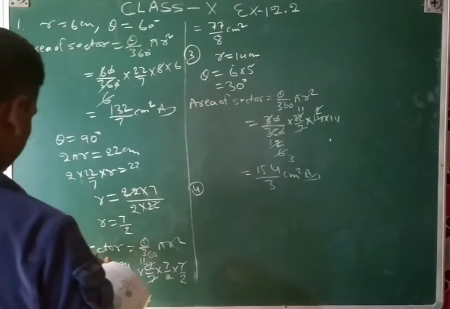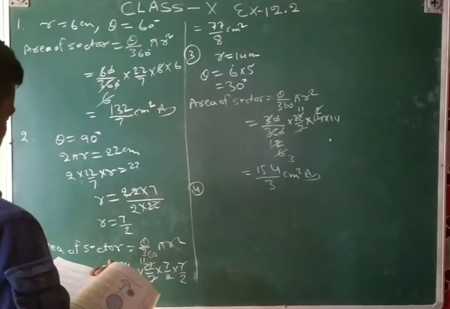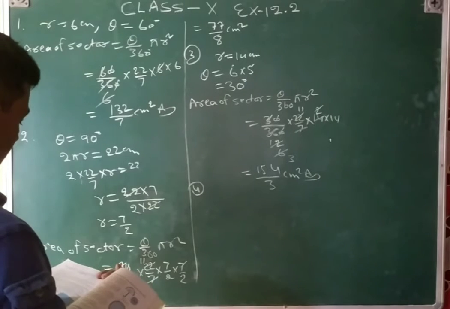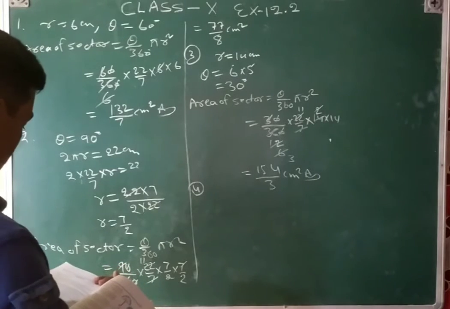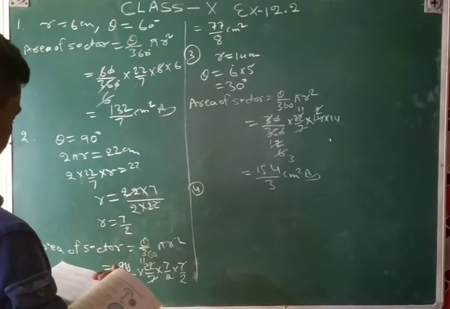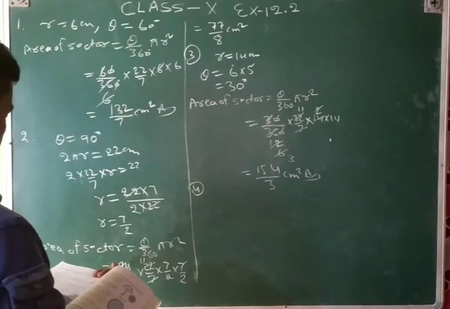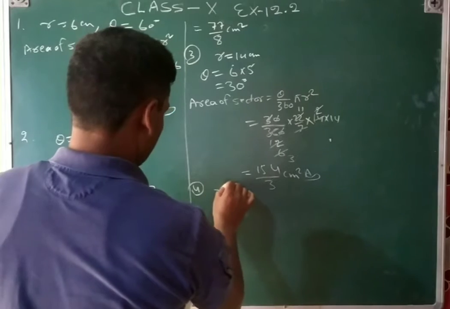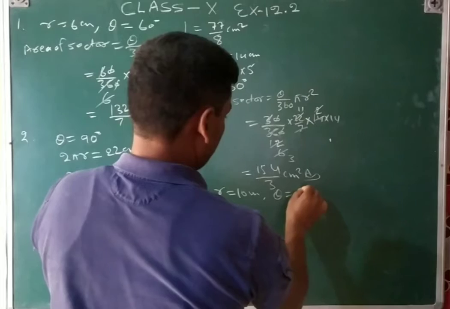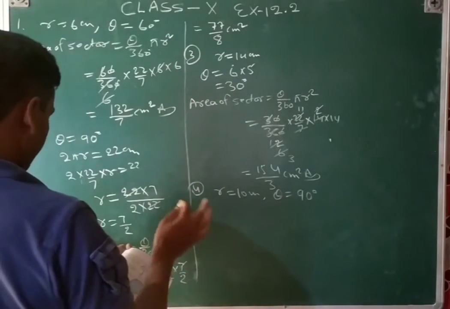Fourth question: a chord of a circle of radius 10 centimeter subtends a right angle at the center, and then find the area of the corresponding minor segment and major sector. So r is equal to 10 centimeter, and theta is equal to 90 degrees. Now we are finding the area of the segment.